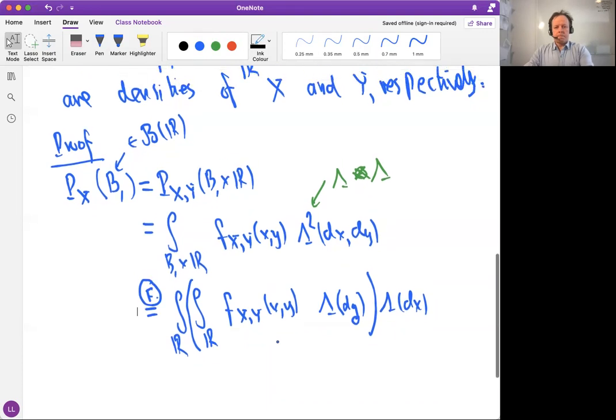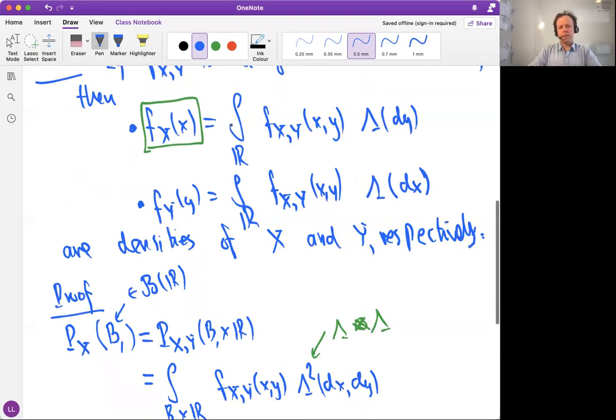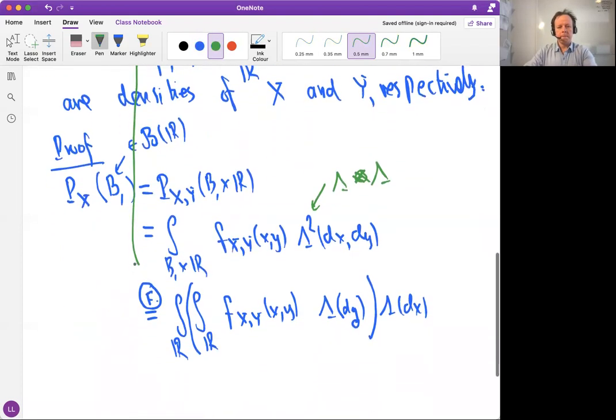Then what? Well, what's inside? An integral where we integrate with respect to the y variable. How did we define fX of x? Well, we define it as the integral where we integrate out the y variable. So this fX here is precisely, if we go down here, this one there. So this one here is what we just decided to call fX of little x.